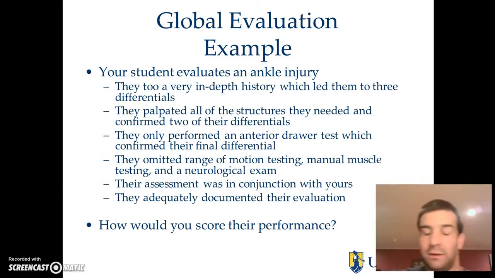So here's an example of how you want to do it. You can go back and look at the global eval I put, but let's say a student does a very in-depth history, they have 3 differentials, they palpated, they only did 1 special test, they didn't do range of motion or muscle testing. How would you score it? Would you score that too or not?